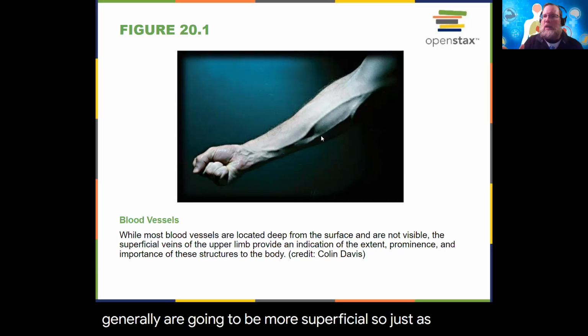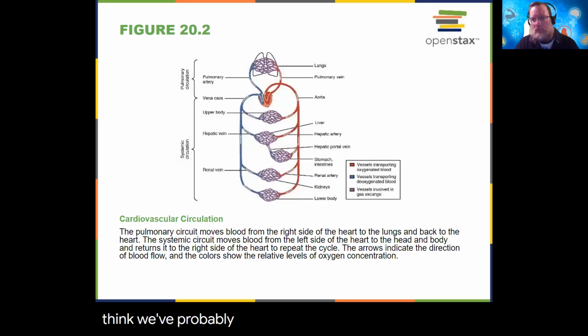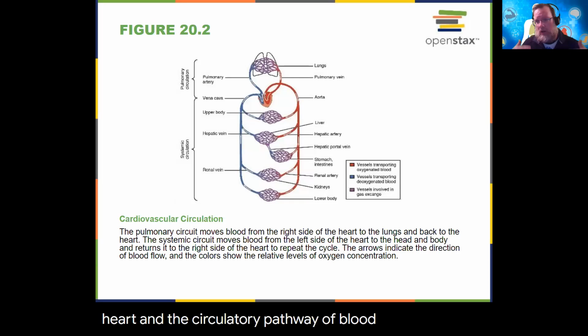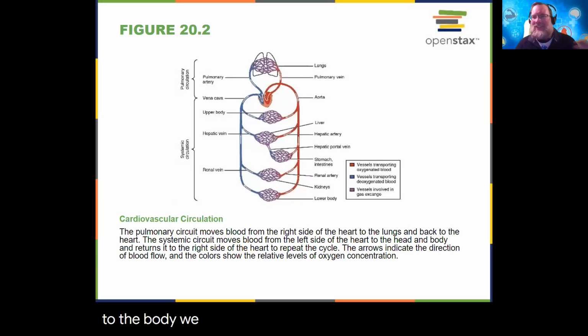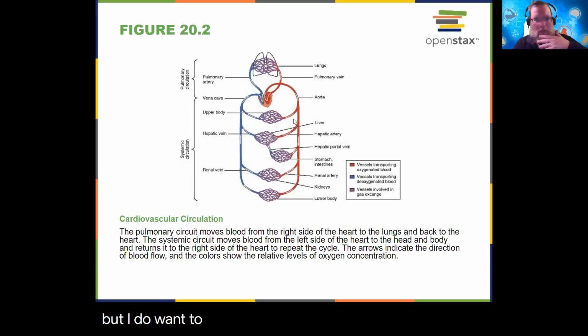So as we think of blood vessels, a vein is just one type of blood vessel, and I think we've probably made that fairly clear by now. As we look at a similar illustration to what we saw last week regarding the circulatory pathway of blood from the heart over to the lungs and then back to the heart and out to the body, we discussed a couple of blood vessels already. I'm not going to stay on this slide for very long, but I do want to refresh your memory from what we saw last week.